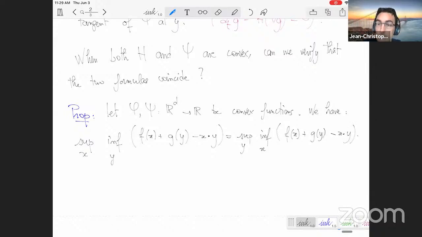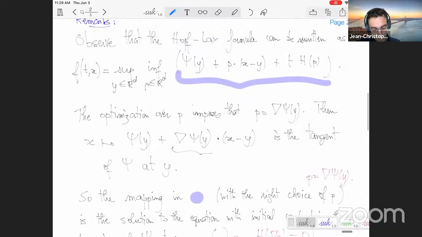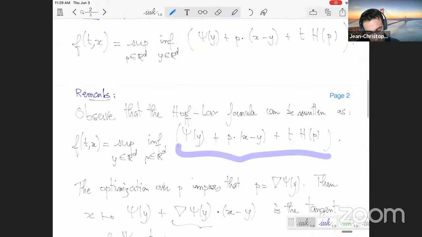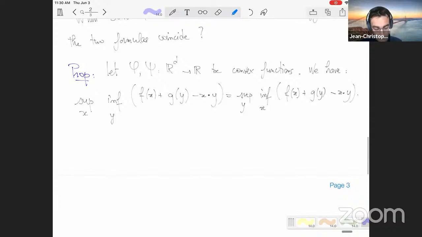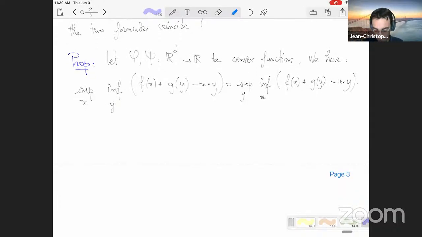Okay, so let me first verify that this is what we want. It's not exactly of the form we had, but in this notation, the variables over which we do the optimizations are p and y. And so in the middle, we have this minus y dot p. And then there's some extra p dot x, but instead of thinking that the convex function is h of p, or maybe th of p, we can think it's th of p plus x dot p. And then you apply the lemma and you're done. So it suffices to prove this proposition to justify that the two formulas coincide when the two functions are convex.